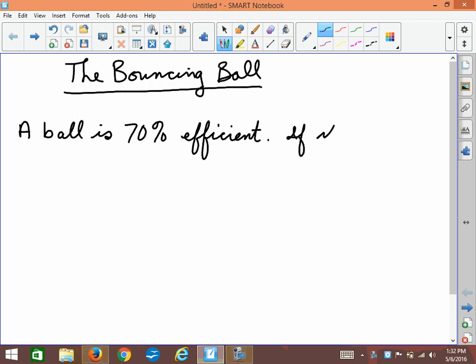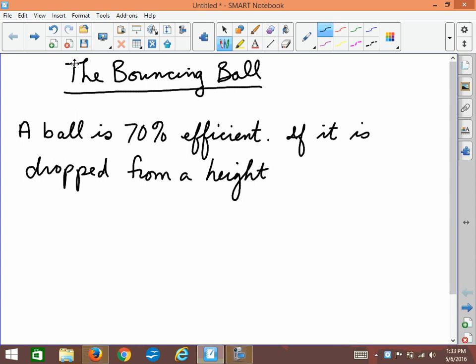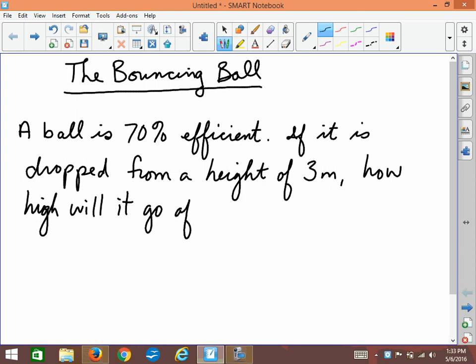If it is dropped from a height of 3 meters, how high will it bounce? Or how high will it go after the third bounce?